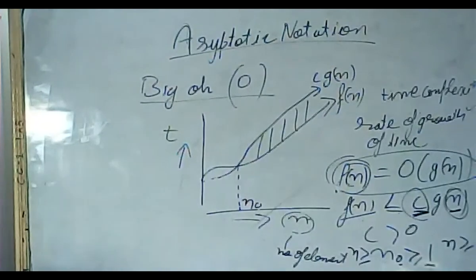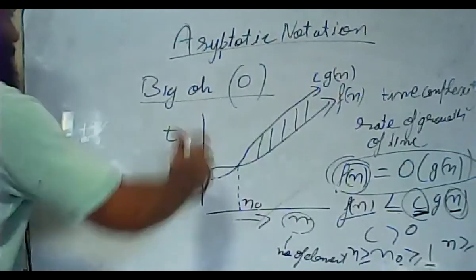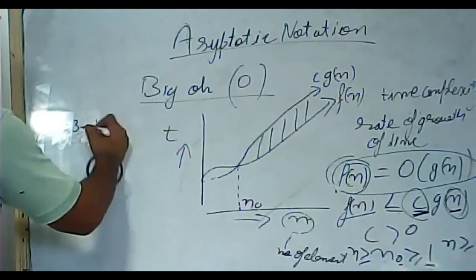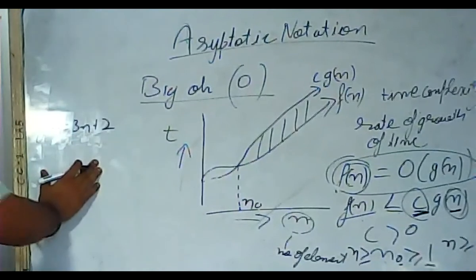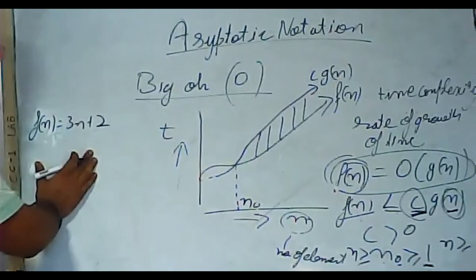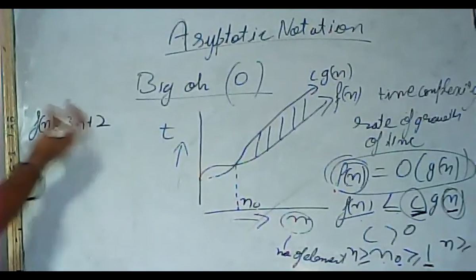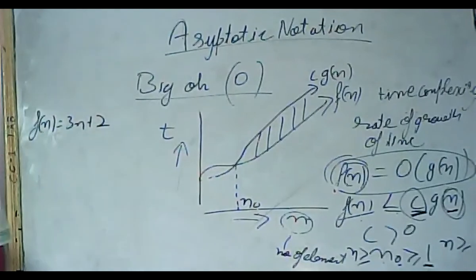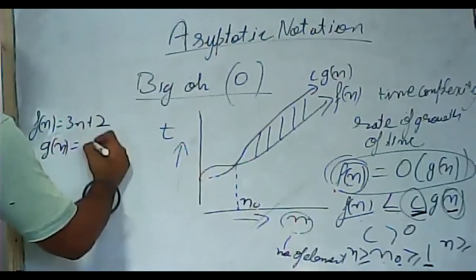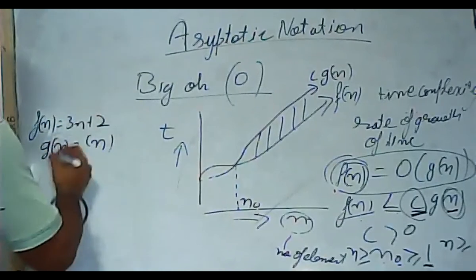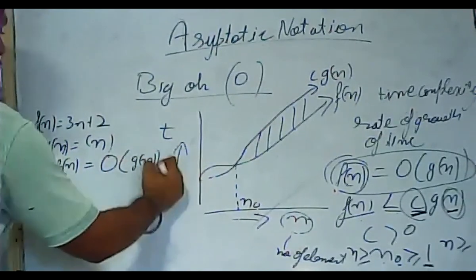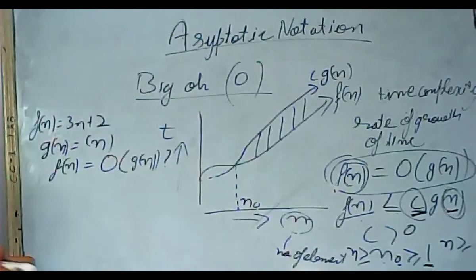Let's see one example related to this one. I'm not going to erase this, because it is relevant here. Now, let's see an example of big O notation. Let's say this is the function given to you, 3n plus 2. This is f of n, the time complexity of some algorithm. We don't know which algorithm, but f of n is 3n plus 2, and it is given in the question. There is some function g of n, that is n. We want to prove that f of n is equal to big O of g of n. This is our question.